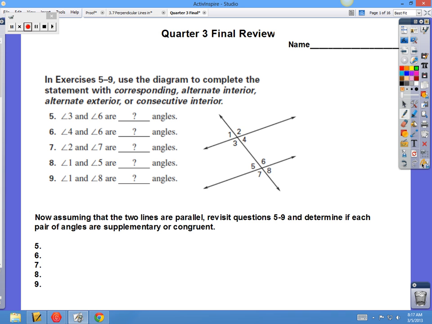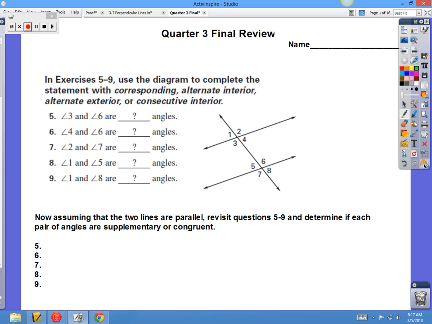Number 8. 1 and 5. Okay, 1 and 5, these are probably the most important ones, maybe. Okay, 1 and 5. They're kind of in the same location. 1 is in the top left of this group of 4, and 5 is in the top left of this group of 4. So if they're in the same position, they are called corresponding.